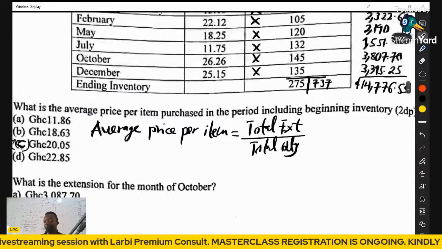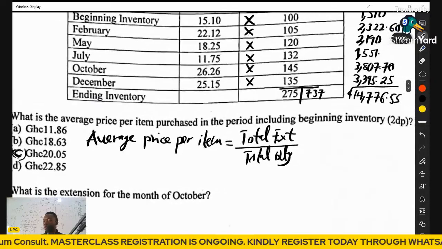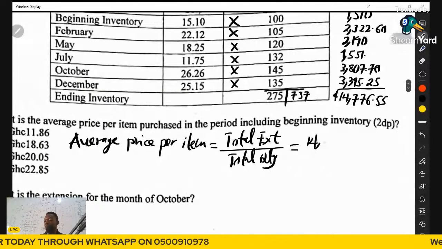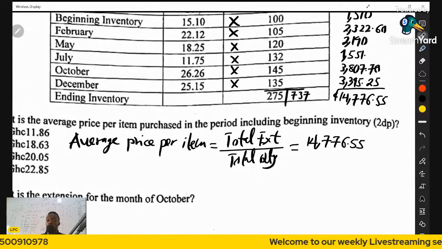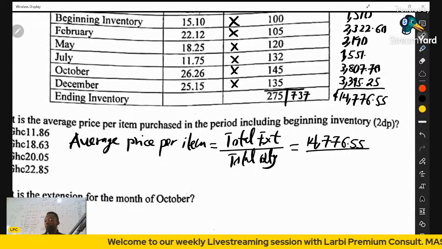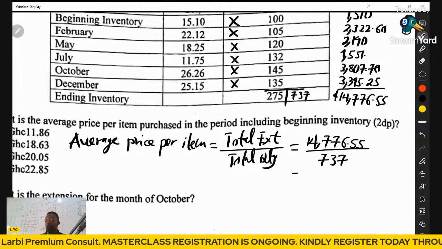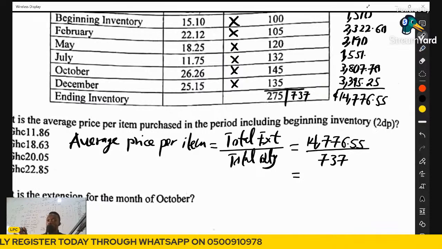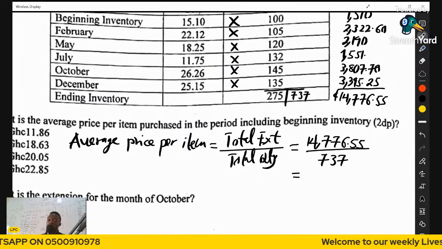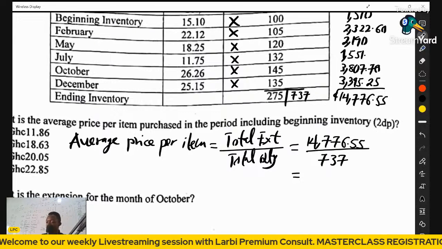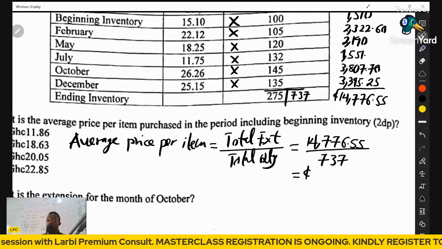And I believe that is fine at your end there. So we know that the total extension was 14,776.55. Once we have this, we then divide by the total quantity that we computed as 737. And what are we getting at the end of the day? We are asked to correct this to 2 decimal places. When you key this on your calculator, you're going to get 20.04 with other numbers after these. Since we were asked to correct it to 2 decimal places, that's what we're going to do. In 2 decimal places, we need to have 2 values after the decimal point, right? So that should be what?